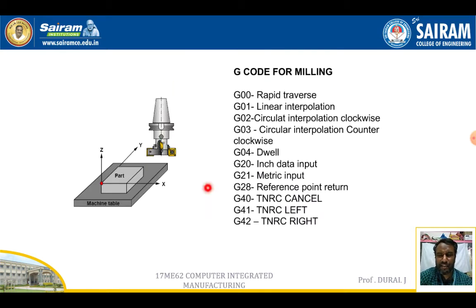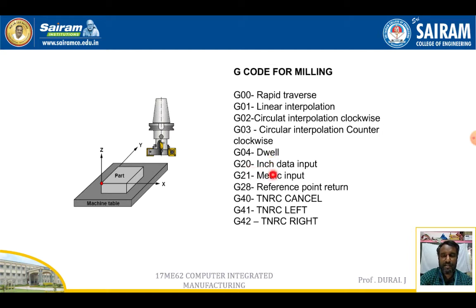Then comes the G code for milling. There is a small variation in G code for milling operations, so certain things vary. First, G00 rapid traverse, G01 linear interpolation, G02 circular interpolation clockwise, G03 circular interpolation counterclockwise, G04 dwell. Dwell means the tool has to be stopped at a particular position for a few seconds.